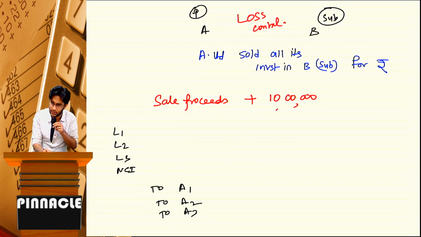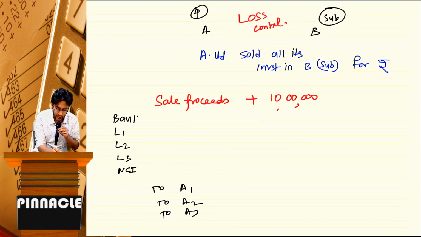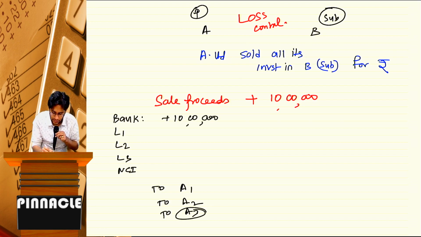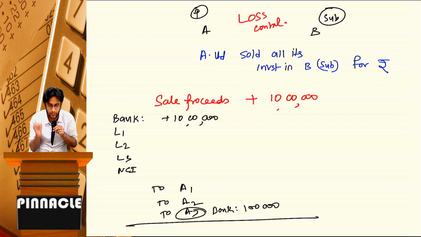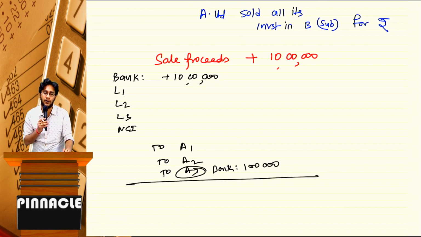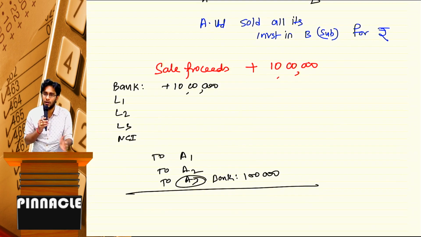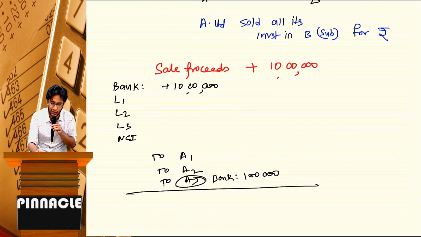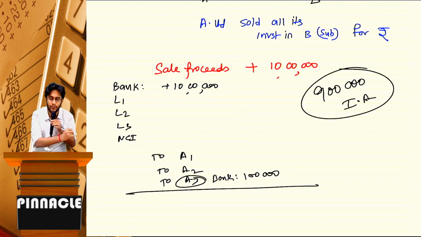Now that I sold this, I will be receiving cash. Bank 10 lakhs I received. But A3 also includes the bank balance of the subsidiary, only 1 lakh, which I am derecognizing now. Effectively, from the consolidation point of view, what is the net impact on cash? 10 lakhs increase, 1 lakh decrease. Effectively only 9 lakhs. 9 lakhs only is your investing activity.